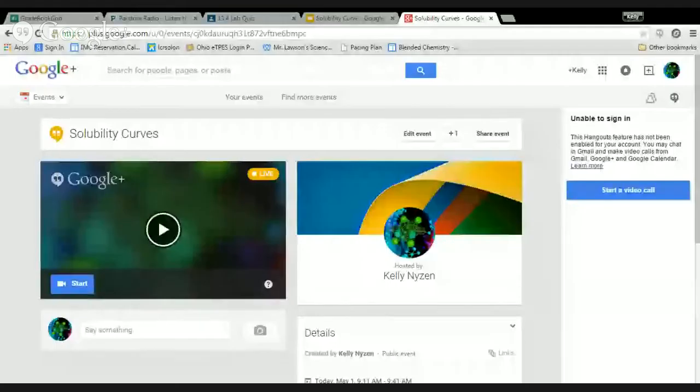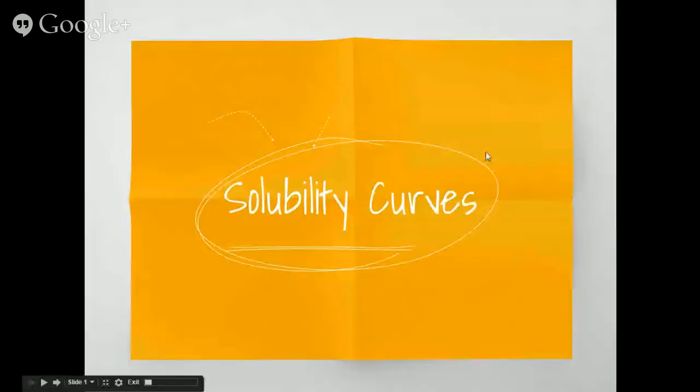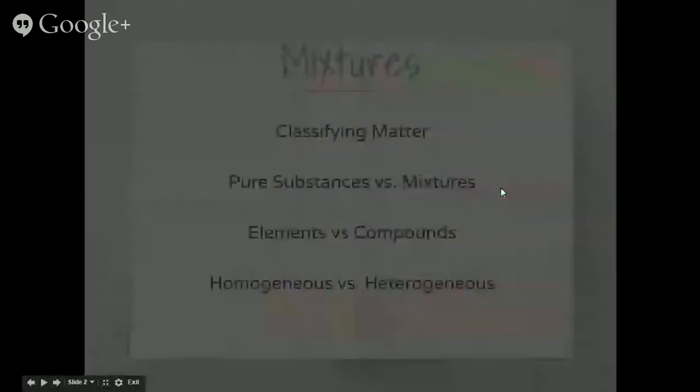Hi guys, today we are going to start talking about solubility curves. So what I'm going to do is I'm going to find my solubility curve and show it to you. First thing we need to remember is, what do we know about solubility? Solubility is the ability to dissolve something, okay?